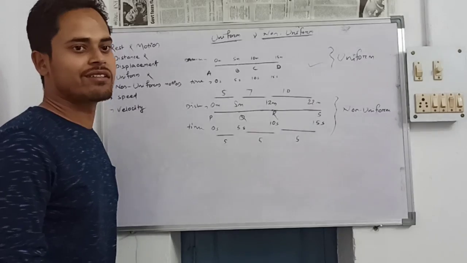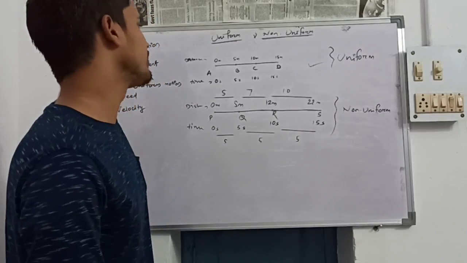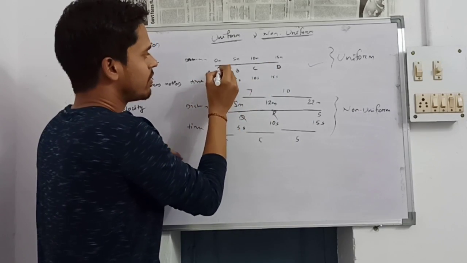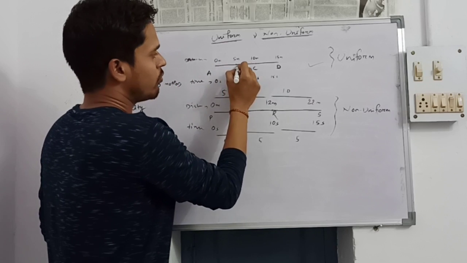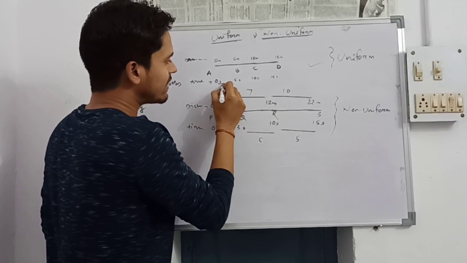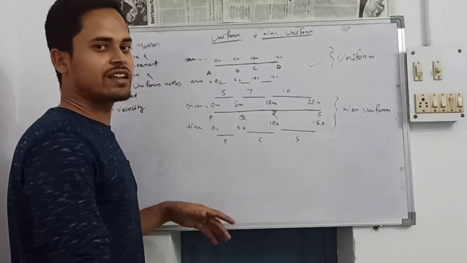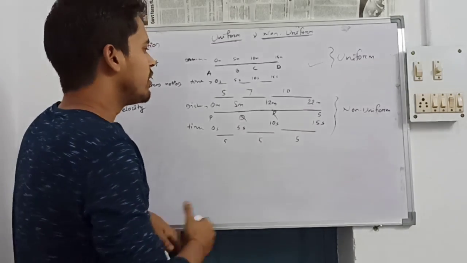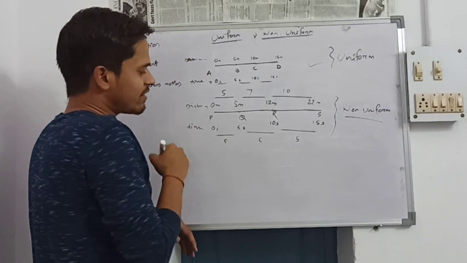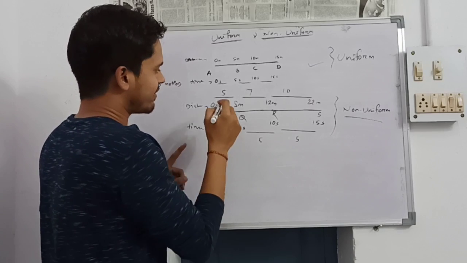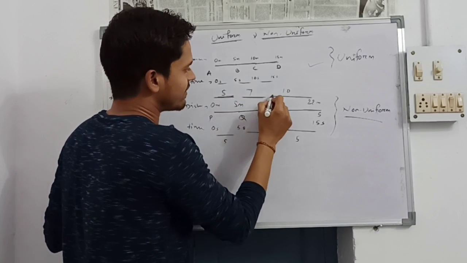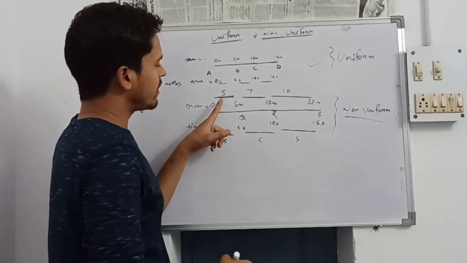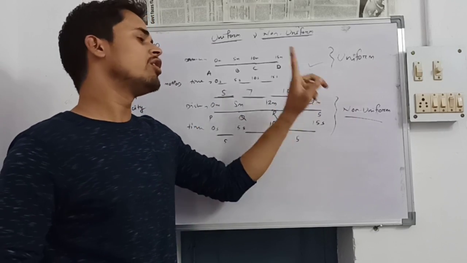If we go to the definition, what is the definition of uniform motion? We will write: the motion in which an object travels equal distances in equal time intervals is called uniform motion. Okay, clear about it? In non-uniform motion, the motion in which the object travels different distances in equal time intervals is called non-uniform motion.